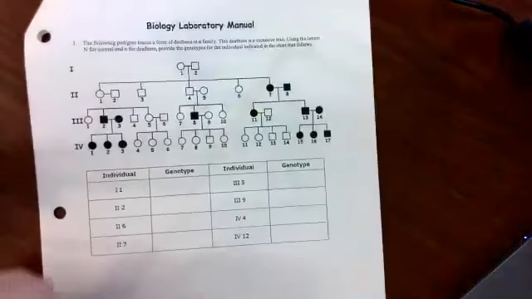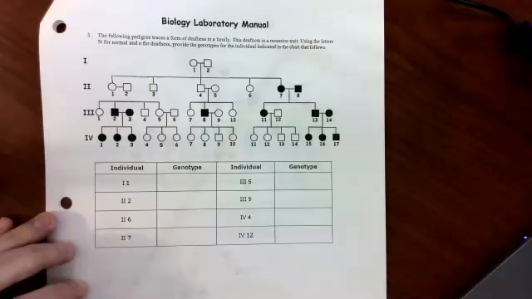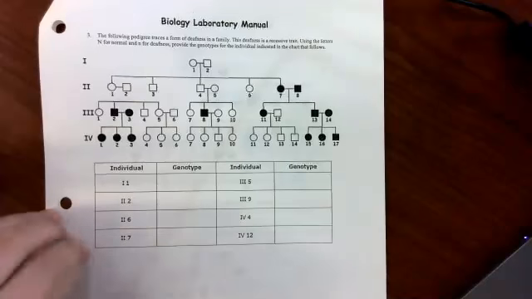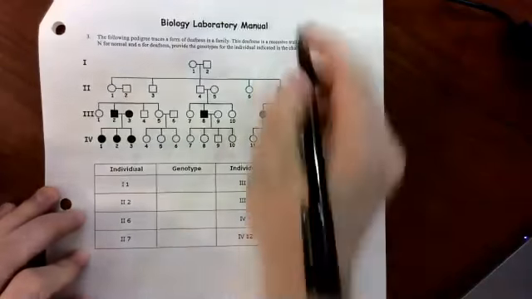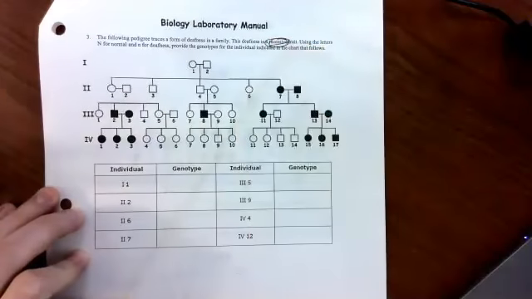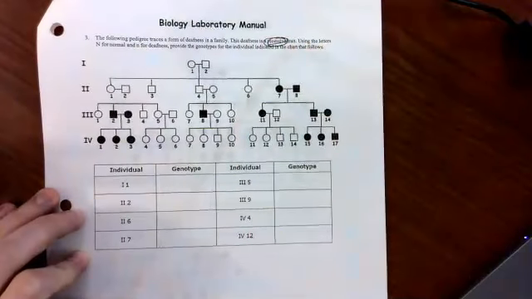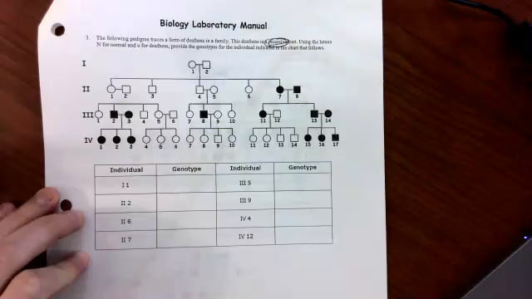Okay, moving along. Let's do a bigger one. The following pedigree traces a form of deafness in a family. This deafness is a recessive trait. That's good to know. Using the letters N for normal and little n for deafness, provide the genotypes for the individual indicated in the chart that follows.